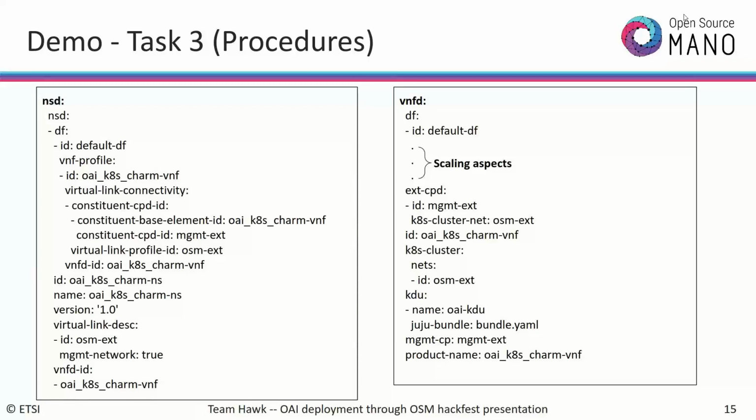On your right, here we show the virtual network function descriptor. We omit the scaling aspect because we're talking about it in the next slides. Here, the main point is that we define the KDU, and then we name the Juju bundle, as simple as naming the file, because we onboard the VNF package with the Juju bundles inside. So if you want to move on to the next slide.